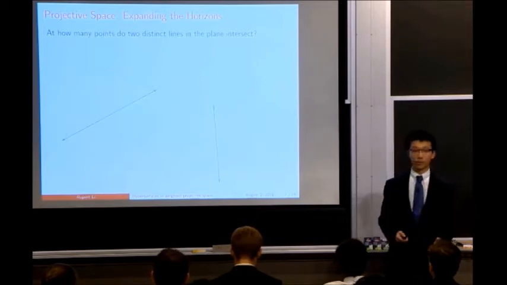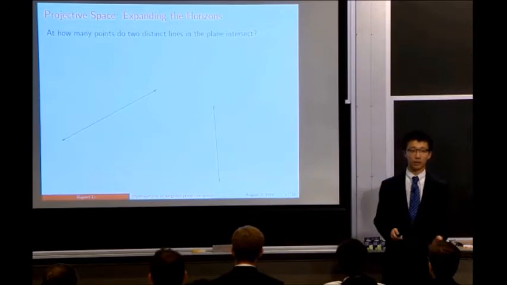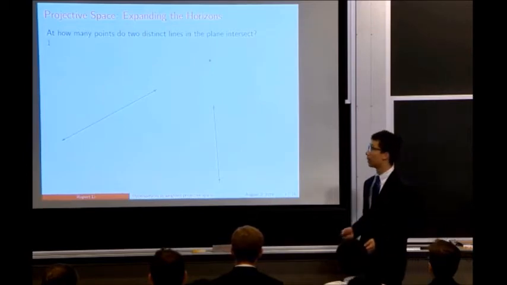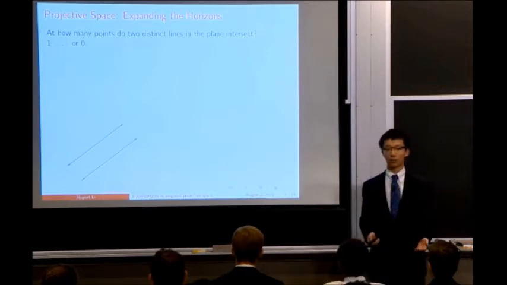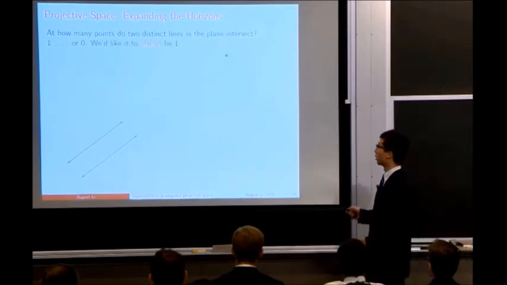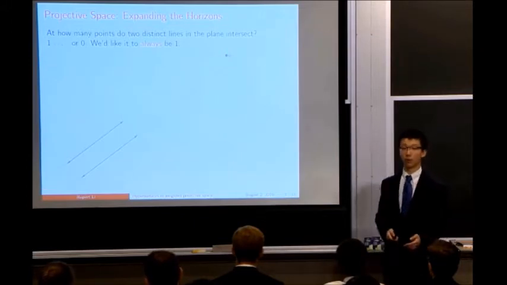To set the background on projective space, I'm going to ask the question: at how many points do two distinct lines in the plane intersect? Typically, the answer is 1, but it could be 0 when those lines are parallel. But that's unsatisfactory because we'd like it to always be 1. So we'll introduce a point at infinity such that these two lines intersect infinitely far away.